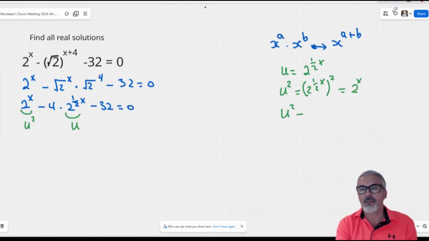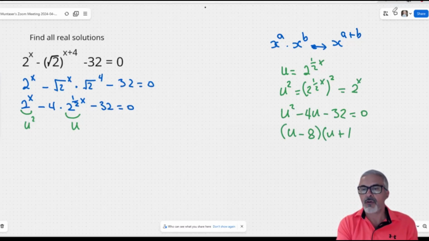And therefore, we could change this to u squared minus 4u minus 32 equals 0. Factor this, so that's going to give me u minus 8 times u plus 4 equals 0. Two numbers that multiply to give negative 32 and add to give negative 4 are negative 8 and 4. And therefore here, u would equal 8 and negative 4.